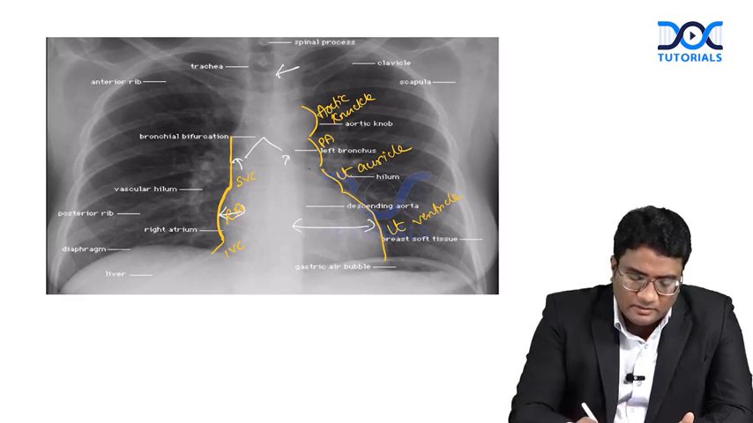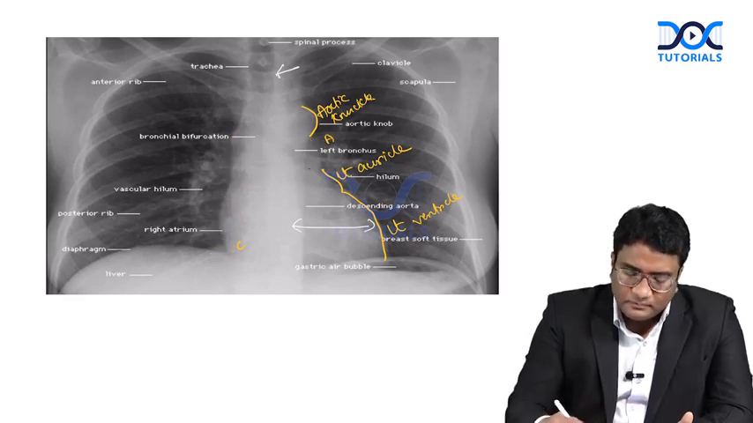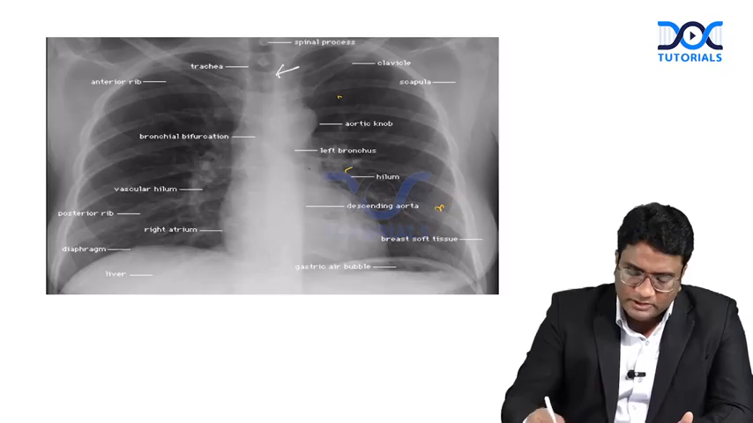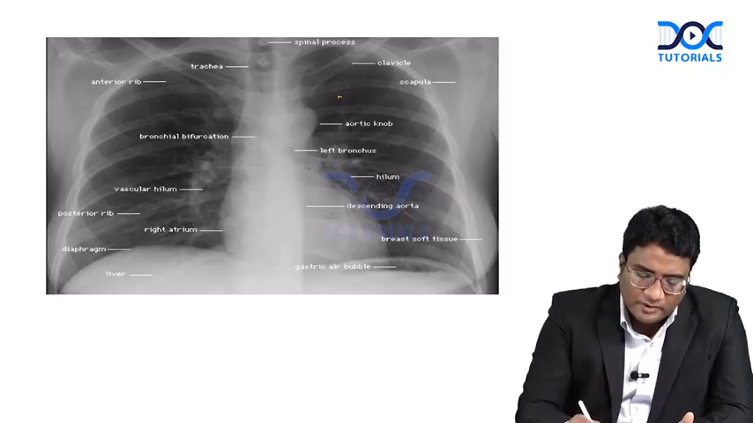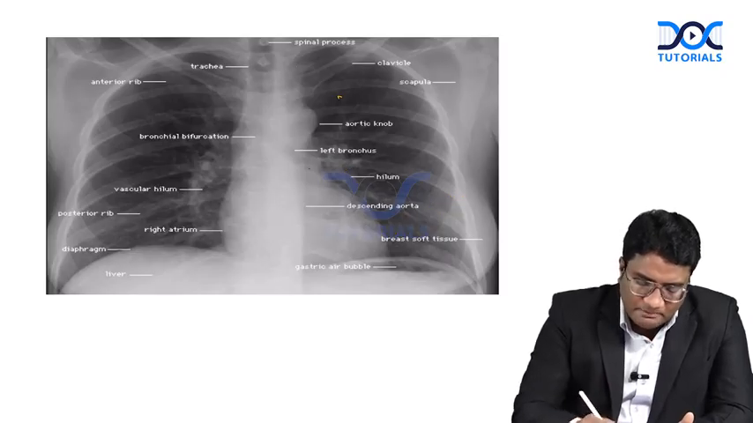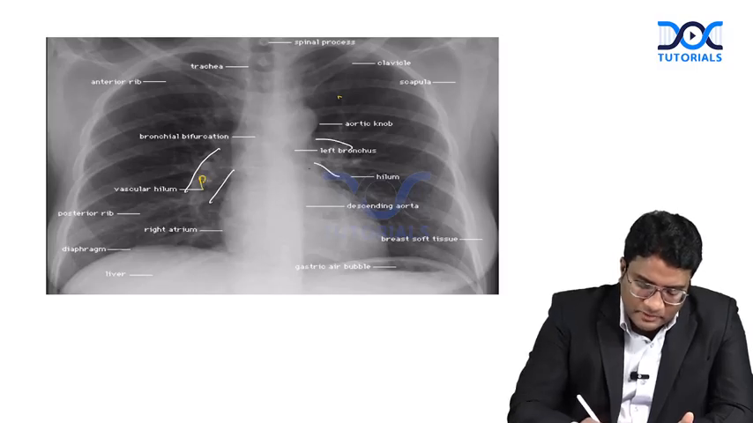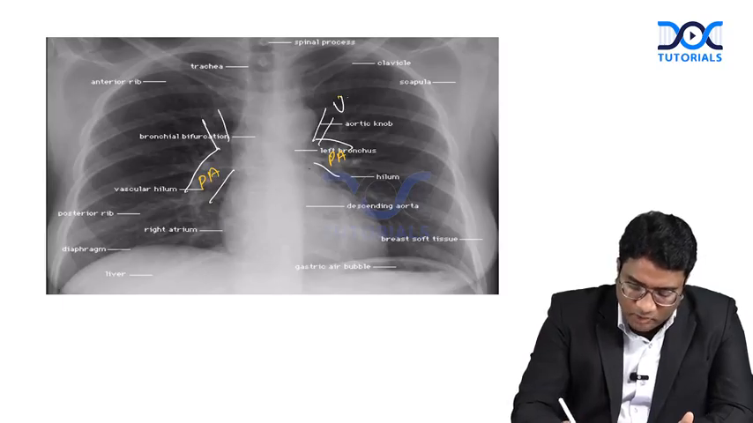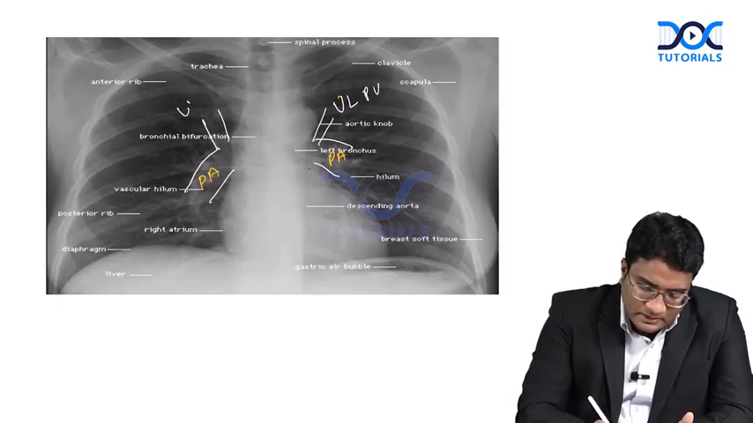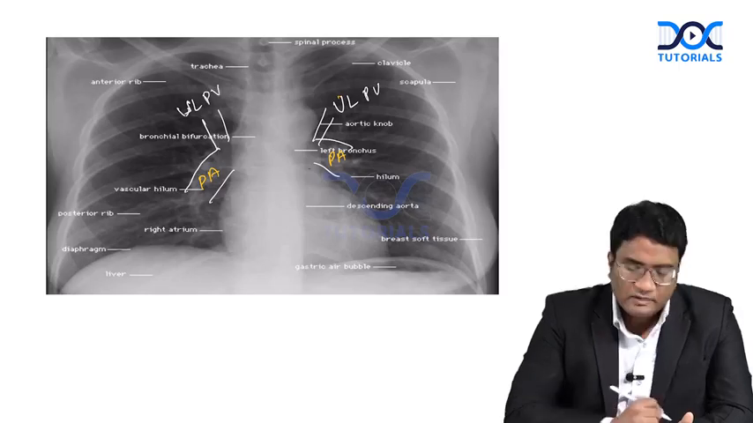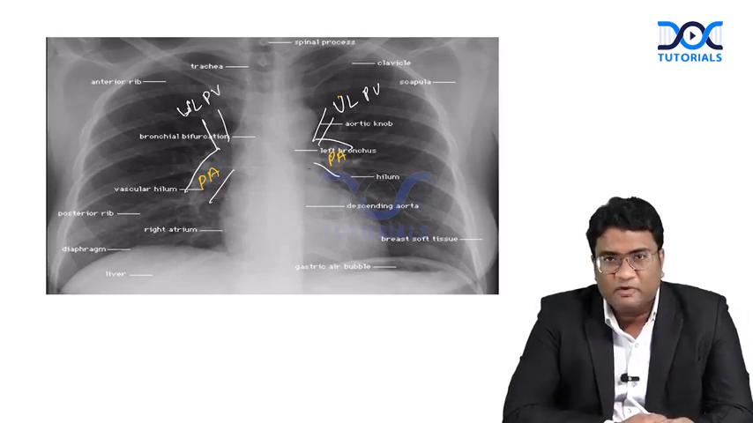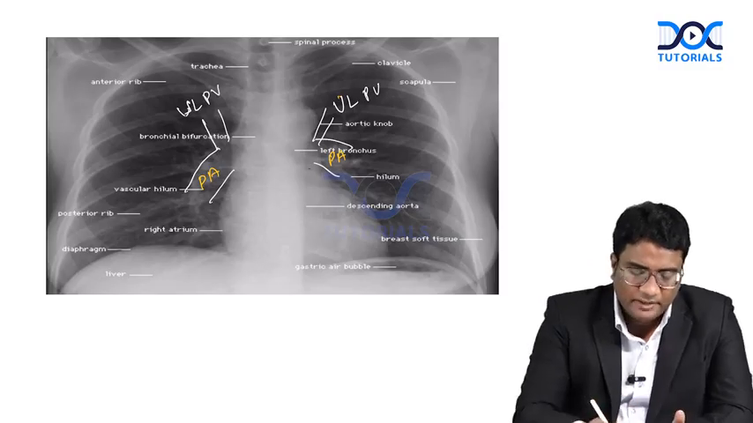And also remember to look at the hilum on the chest radiograph. The major part of the hilum on the chest radiograph is formed by the pulmonary artery. So this is the pulmonary artery. And also you have the upper lobe pulmonary veins. So the hilum on a chest radiograph is formed by the pulmonary artery and also the upper lobe pulmonary veins. So look at the hilum carefully.